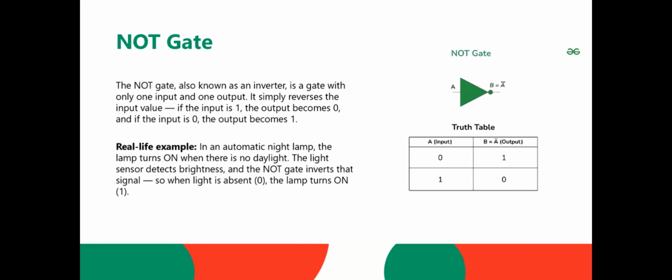Real life example. In an automatic night lamp, the lamp turns on when there is no daylight. The light sensor detects brightness and the NOT gate inverts that signal. So when light is absent, the lamp turns on.